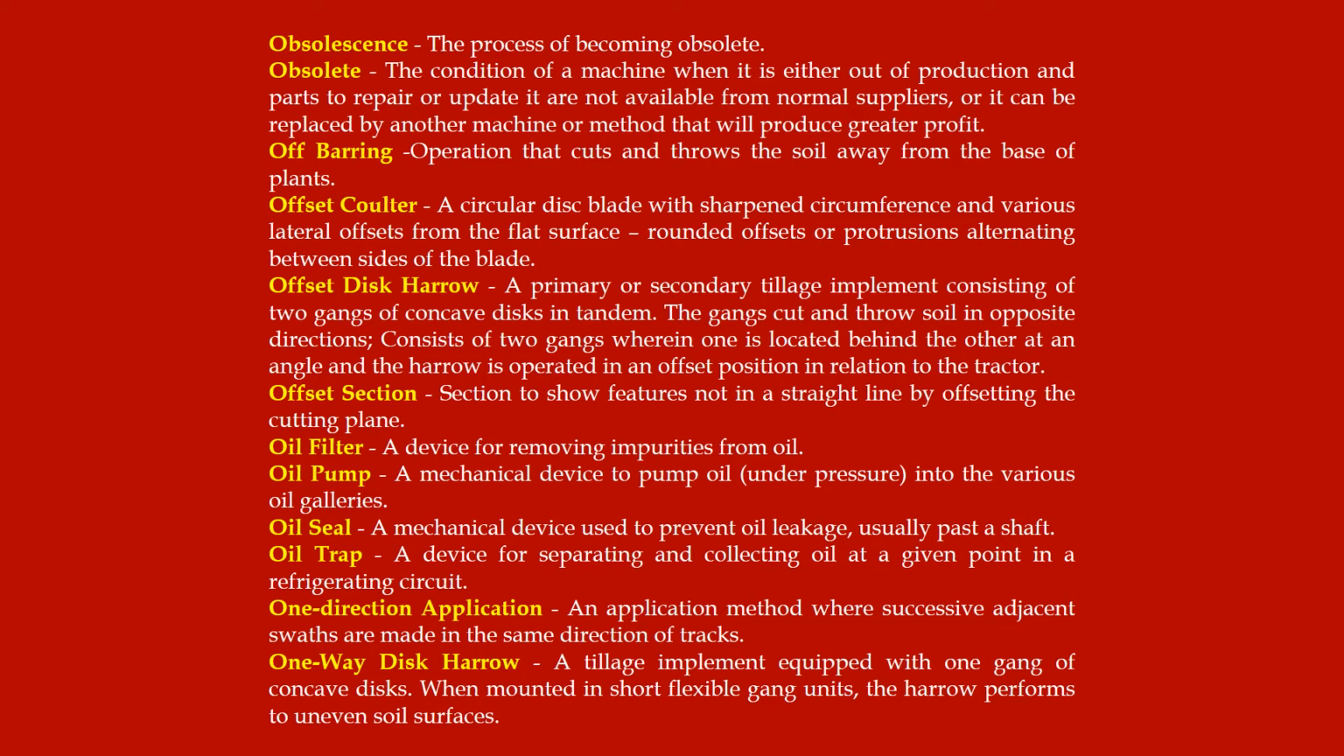Off-barring. Operation that cuts and throws the soil away from the base of plants. Offset Coulter. A circular disc blade with sharpened circumference and various lateral offsets from the flat surface, rounded offsets or protrusions alternating between sides of the blade.